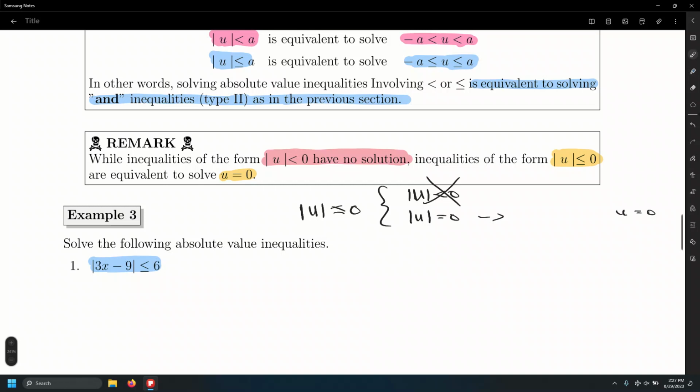Okay, so this is what we're going to do. I'm going to rewrite the exact same inequality here. That is 3x minus 9, without the absolute value bars, set it less than or equal to 6, and also greater than or equal to negative 6. All right?